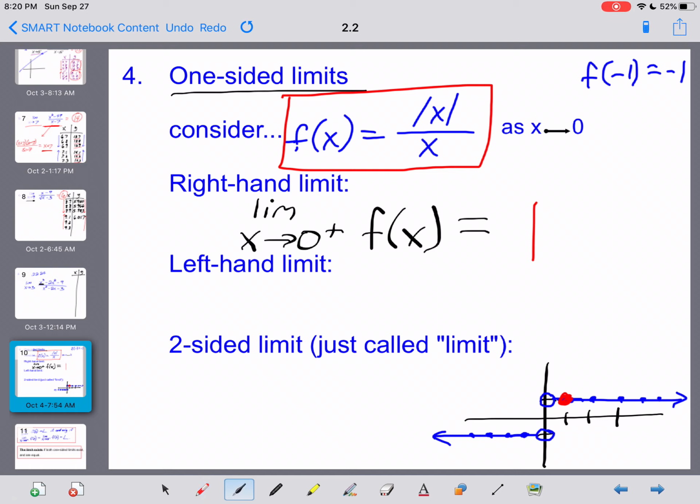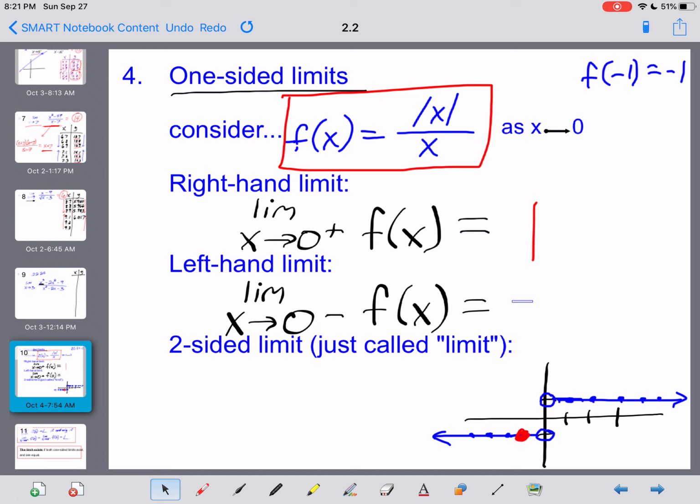But now for the left-hand limit, what is the limit as x approaches 0, but with a negative sign now? That means from the left of f of x. All right, so now let's grab that red dot and move it here. As we are to the left of 0, but moving to the right, as x is getting closer and closer to 0, our y values are negative 1, negative 1, negative 1. We seem to be converging towards a y value of, you guessed it, negative 1.